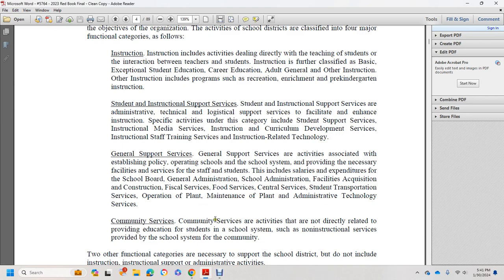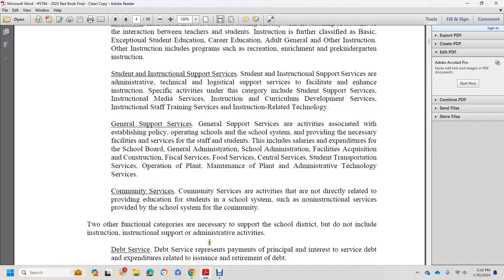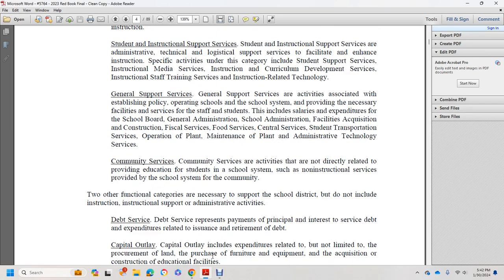Community services. Community services are activities that are not directly related to providing education for the students in the school system, such as non-instructional services provided by the school system for a community. Two other functional categories are necessary to support the school district, but do not include instructional support or administrative activities. Debt service.